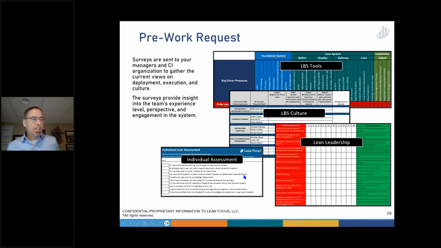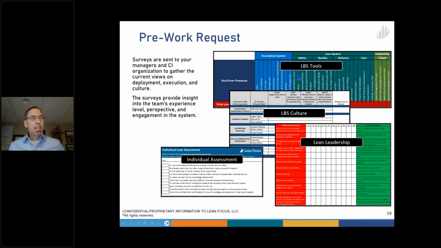And then there's also an individual assessment, just asking some things like, I think lean is probably not well suited in the commercial areas. Lean is something that I deploy, that I delegate to my people. These kinds of things, and it's really telling, giving these to people. Typically we'll try to get 8 to 10 people from the organization to fill out these surveys, and it's very interesting and telling of the type of responses that are provided back.